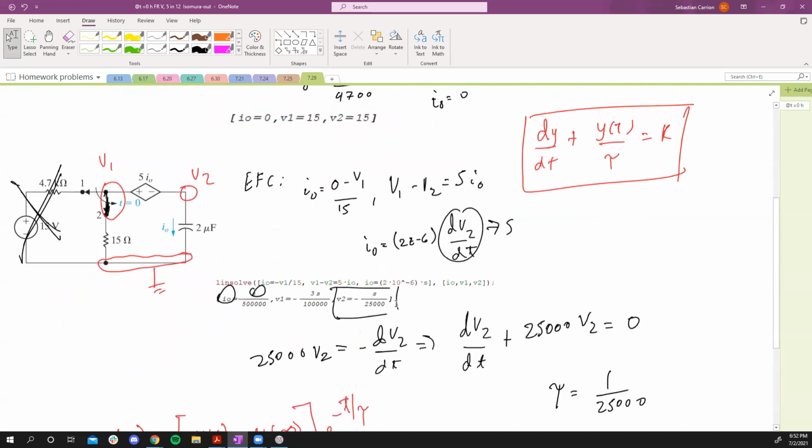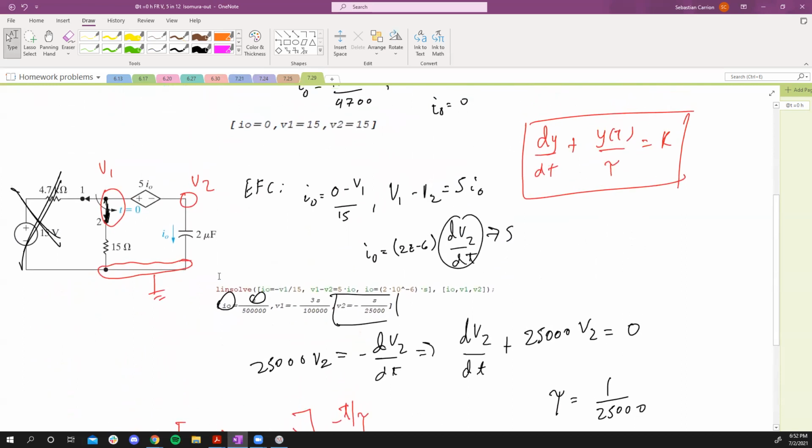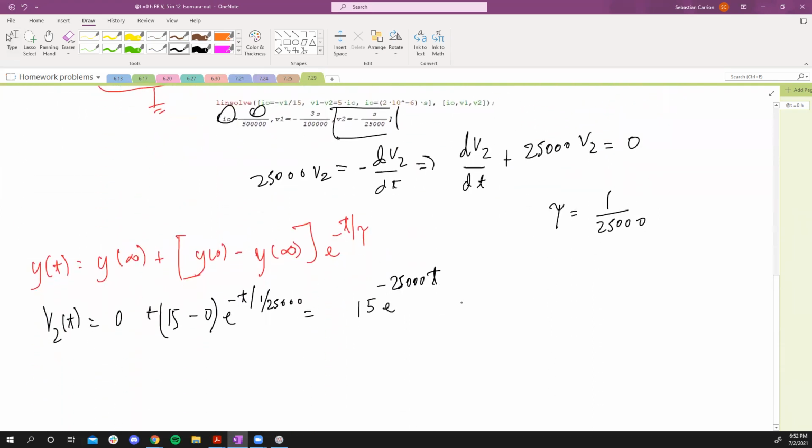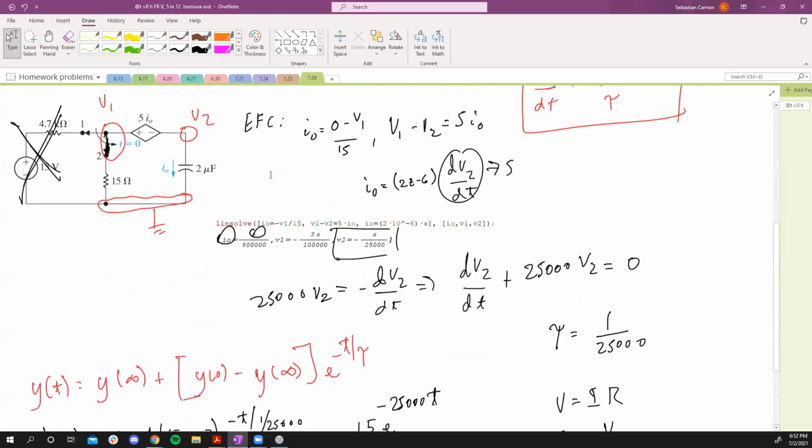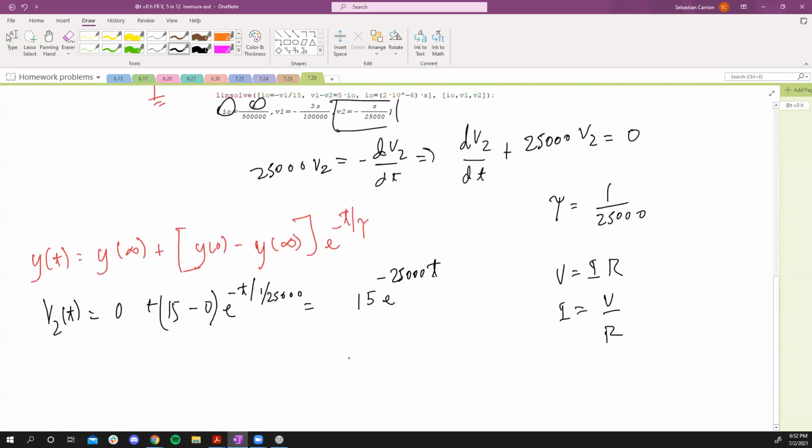Okay, so how do we calculate i0 then? We follow Ohm's law, right? Ohm's law says V equals IR. If we want to find I, we want to find V over R. So then we have to find the resistance value for this dependent voltage source. This dependent voltage source says it's 5 i0, correct?